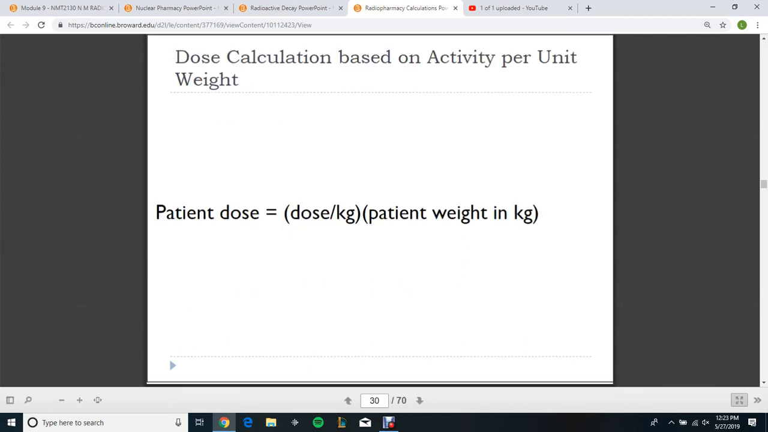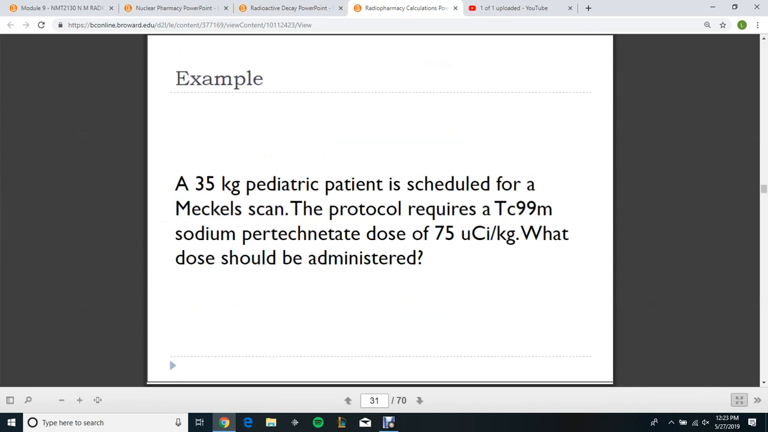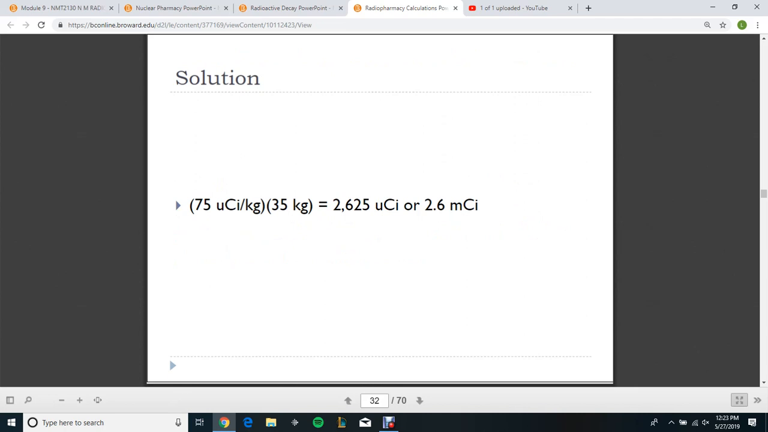Dose calculation based on activity per unit weight. The patient dose is the dose in kilograms multiplied times the patient's weight in kilograms. A 35 kilogram pediatric patient is scheduled for a Meckel scan. The protocol requires technetium-99m pertechnetate, dose of 75 microcuries per kilogram. What dose should be administered? So it's 75 microcuries per kilogram, and there's 35 kilograms. You multiply 75 by 35, and you're going to get 2,625 microcuries, or 2.6 millicuries.